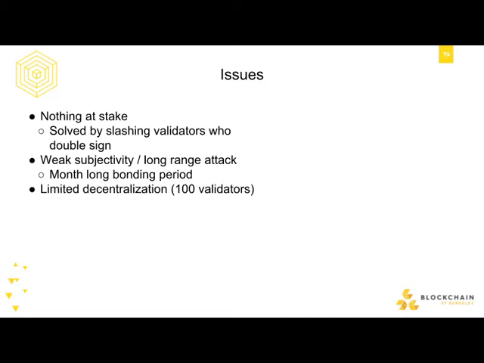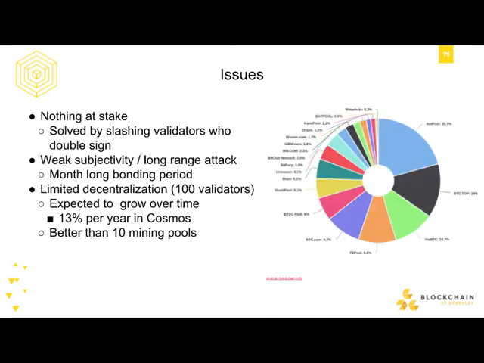All right. So yeah, limited decentralization, talked about that a little bit earlier. At the start, it's going to be 100 validators, and then 13% growth per year in Cosmos, on the assumption that we'll be able to build better network protocols to make the block transaction times faster, and build wider bandwidth tunnels and all of that. But it is right now a problem, and even with 13% a year, it's not going to be millions. But that's Bitcoin, right? Bitcoin is 10 mining pools. So 100 is better than 10, at least in my opinion.